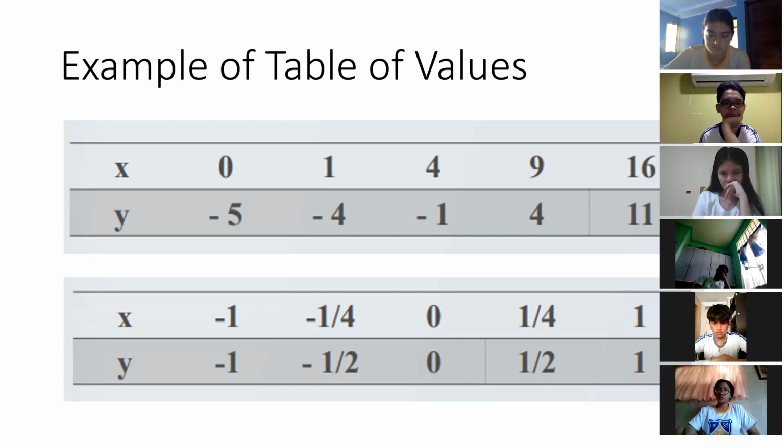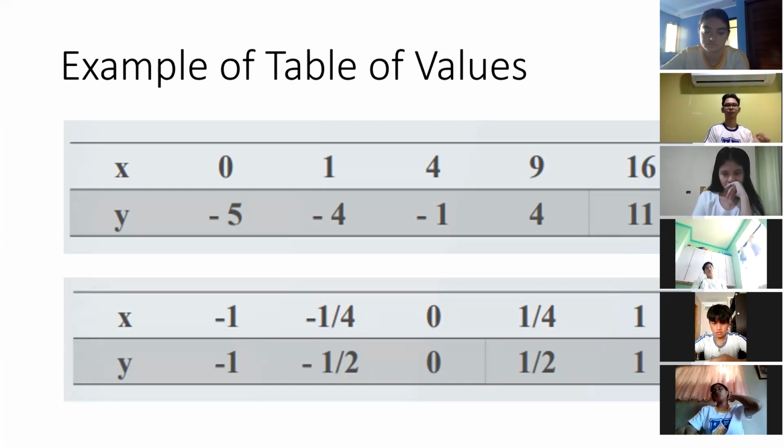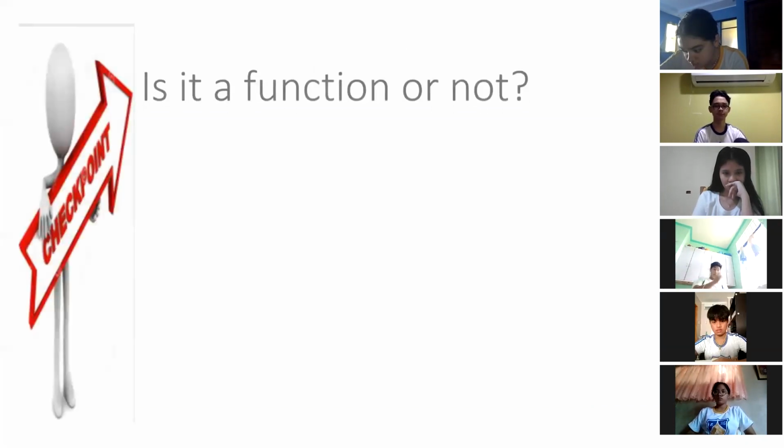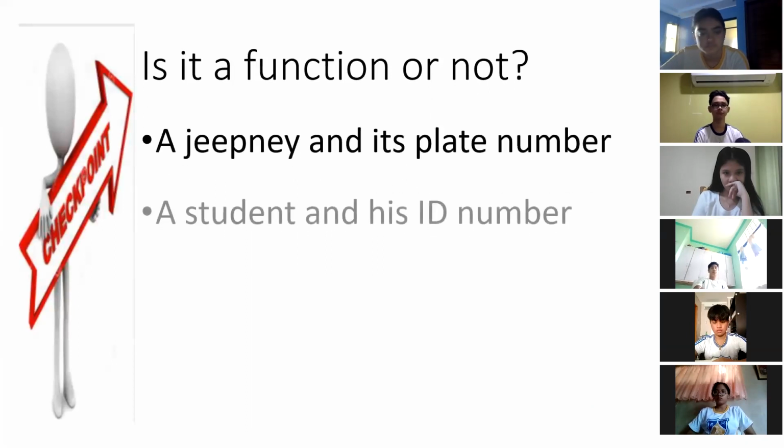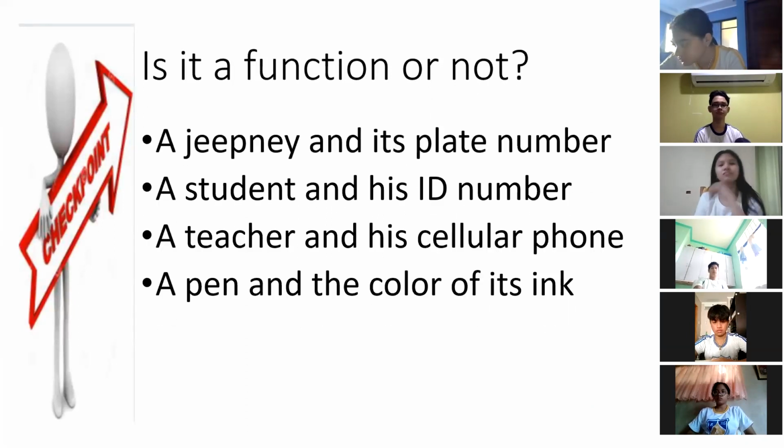Looking at the values of x in our first table of values, no value of x is repeated. Same with the second table of values, no values of x are repeated. Therefore, these two tables of values are both functions. And I think we ended up with this activity last Thursday.